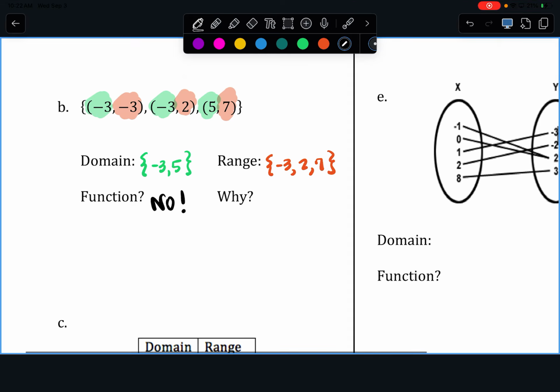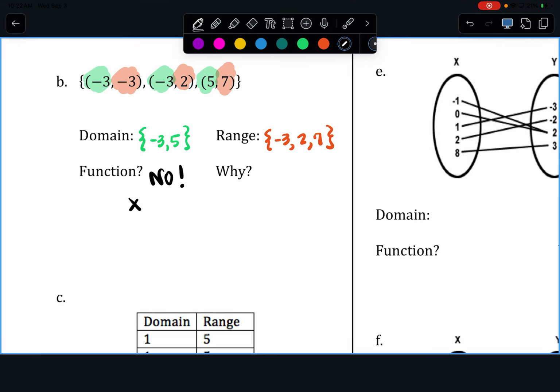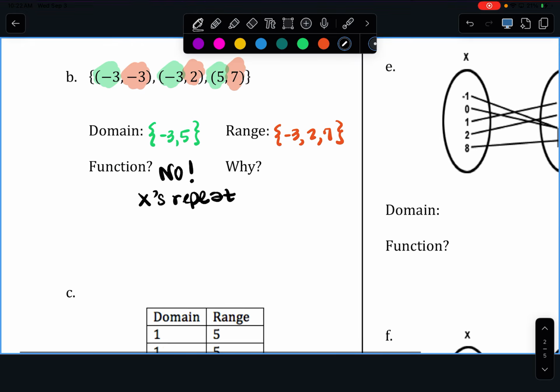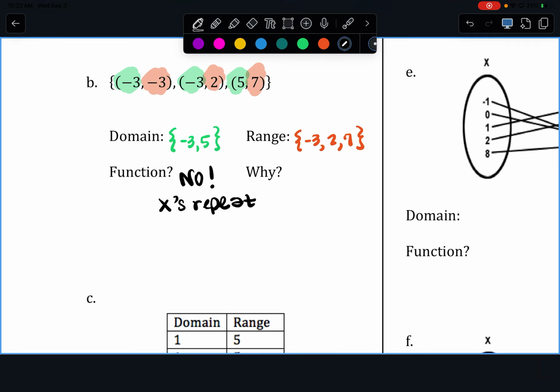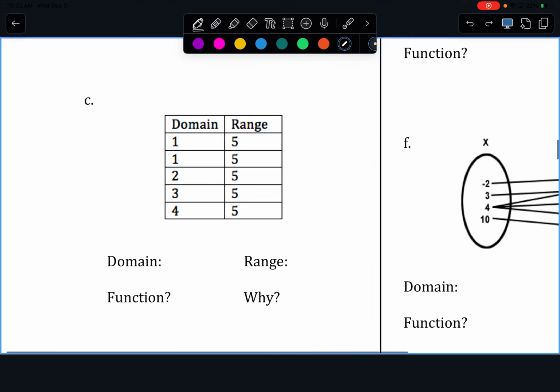Is this a function? No, it is not a function, because the x's repeat. And you can be more specific if you'd like. You can say x equals negative 3 repeats. And if you don't want to say repeats, you can say it gives you 2 different y values. I can't put in a negative 3 and get out a negative 3, and then in the exact same relation or function, put in a negative 3 and get out a 2. That can't happen, okay? So x equals negative 3 repeats. That's not good.